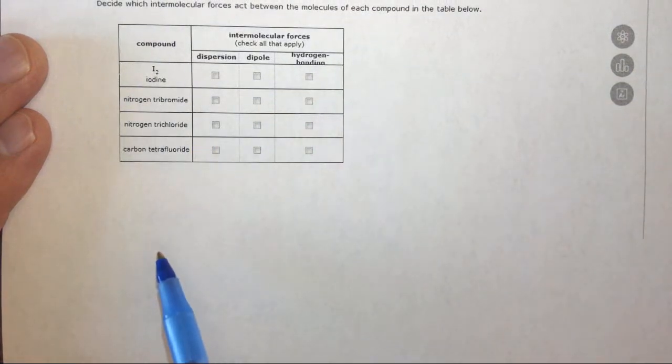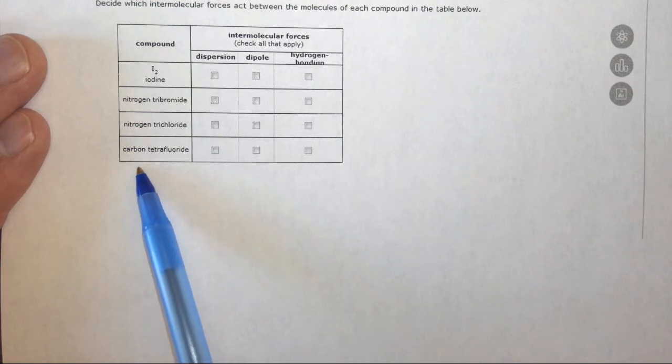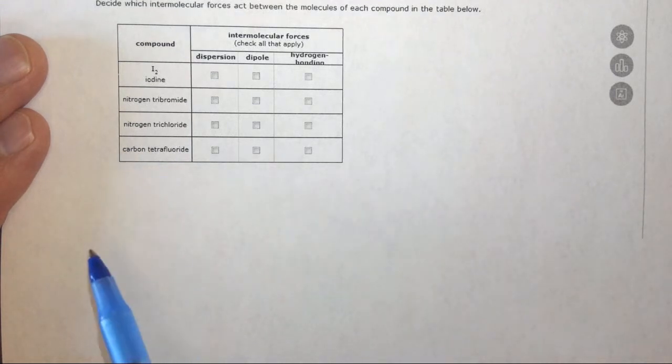In this question, we're asked to identify the intermolecular forces for the following compounds. Before we can do this, we need to draw the Lewis structures. In other videos on this channel, you can find detailed instructions of how to draw Lewis structures. This can't really be done without Lewis structures.